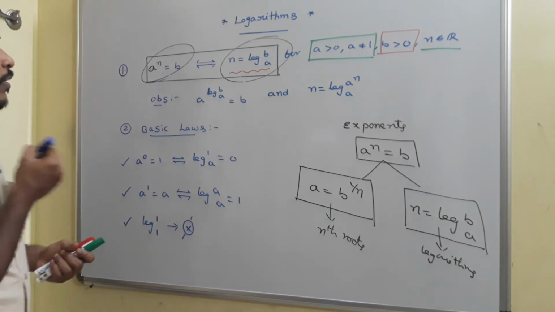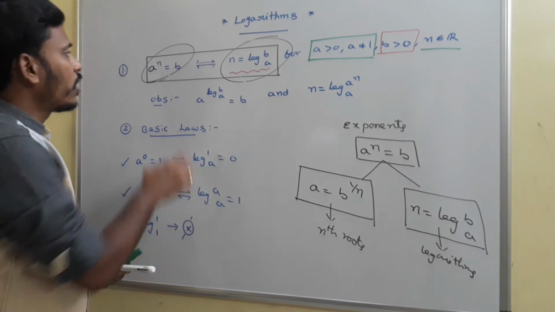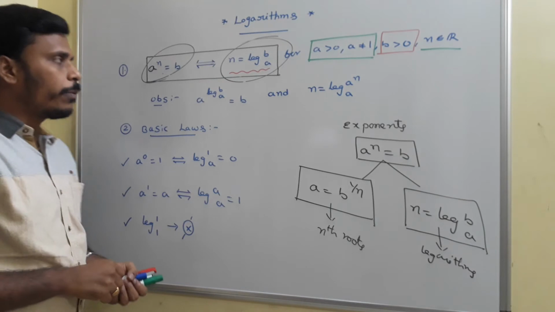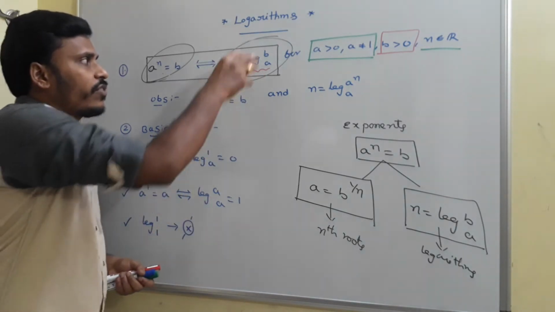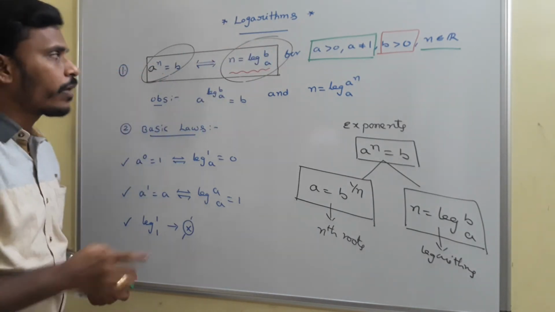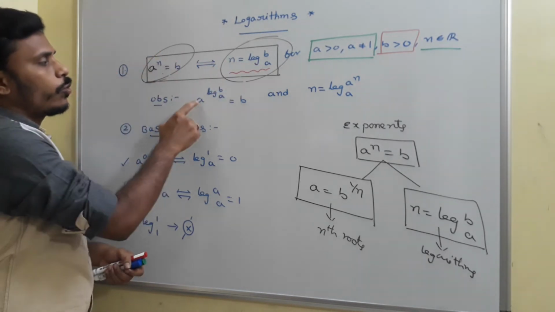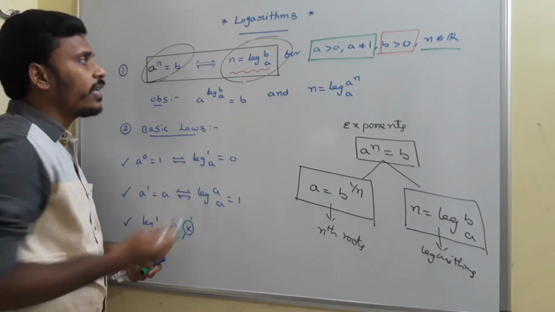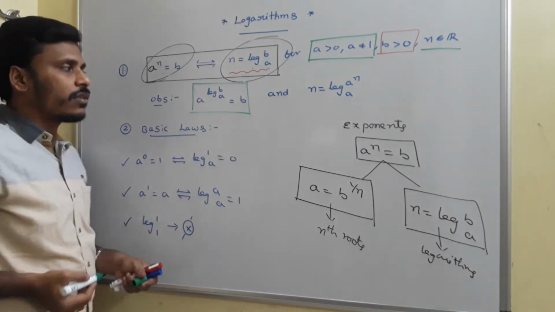And the next thing is direct observations from the logarithms. What are the direct observations? See, once again look there, a power n is equals to b and n is equals to log b base a. You just take this log b base a and replace it here in the place of n. Just an observation, right? A power n is log b base a. So you will get that a power log b base a is equals to b. Just by rewriting that n is equals to log b base a in this statement, you will get that a power log b base a is equals to b.